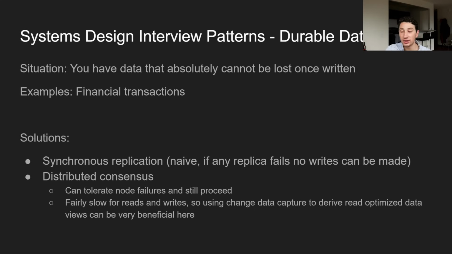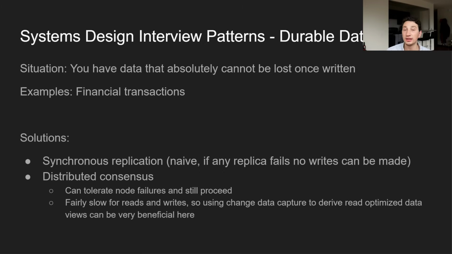Okay, I think the last pattern that we've got here to discuss is going to be durable data. So again, we've already discussed this with coordination services. You have a bunch of data that can't be lost once it's written. A good example of this would be something like financial transactions. So one option is you have a bunch of database replicas and you replicate to all of them synchronously. That'll work, but it means that if any of them go down, you can't submit any writes, so your system is not fault tolerant. So our really only solution here is to use, yet again, some sort of distributed consensus algorithm.